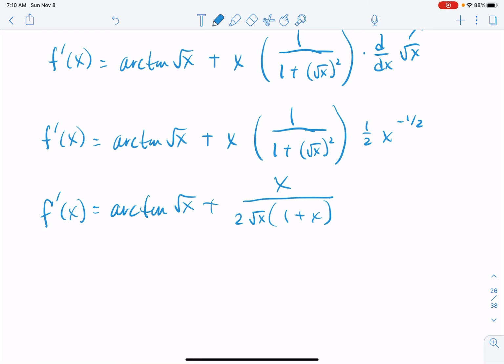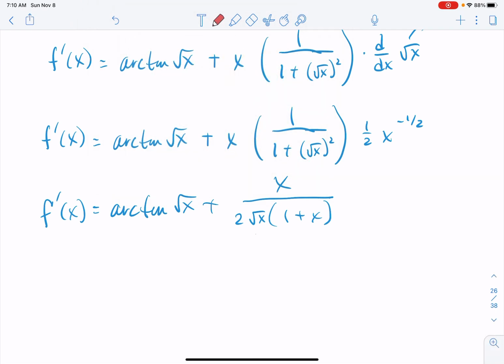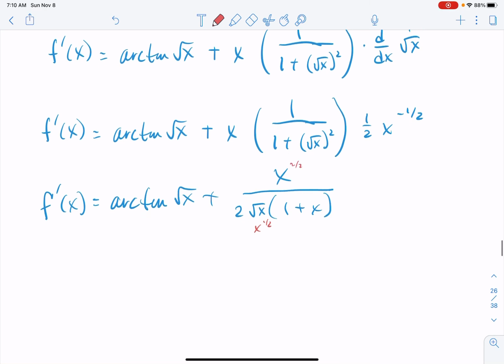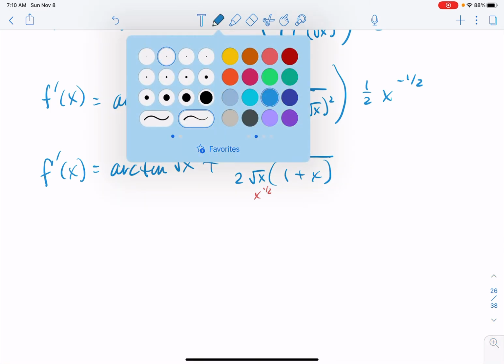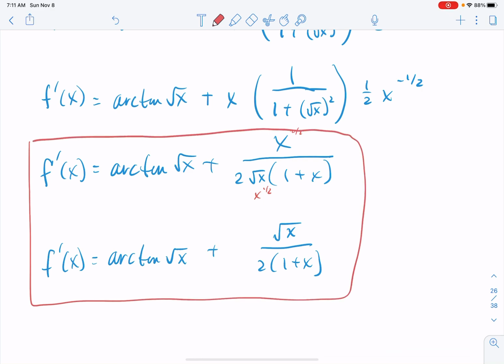Okay, and maybe there's one more thing that could be done to this. Let's see. I could rewrite this back here as x to the 1/2 power, and this is to the 2/2 power, so you could subtract those two things if you wanted to, and then rewrite this one more time. That's a square root of x, by the way, as the square root of x over 2 times 1 plus x. That would be exactly equivalent. All right, box something. Box one of these. There we go. I'm going to box them both.